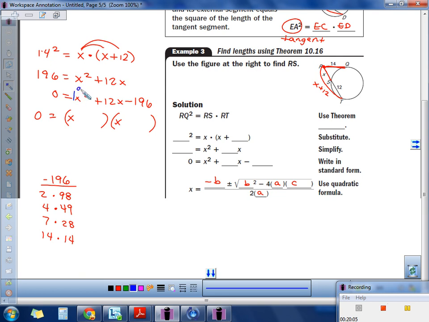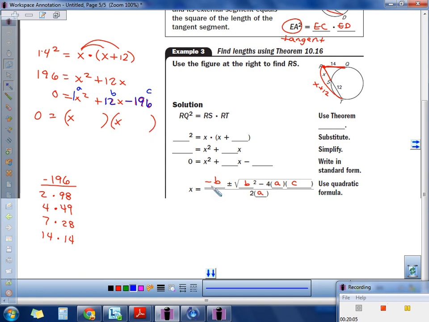This 1 is your a. It's the coefficient in front of your x squared. 12 is your b. And negative 196 is your c term. We're going to plug those into that quadratic formula. So this is just substitution. If you're good with the calculator, you'll be fine.